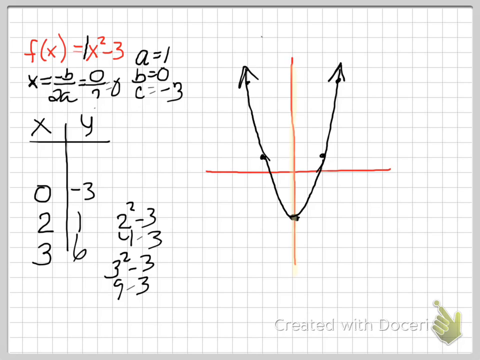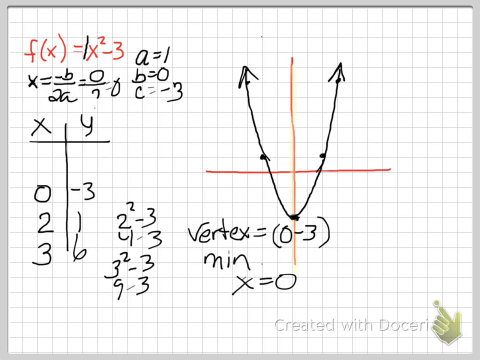So one of the things you're going to have to do is graph. The other thing is name all those things. So what is the vertex? Well, the vertex is this point down here at the bottom. So it's 0, -3. It has a minimum. Let's see, what else do they... Axis of symmetry is x equals 0.